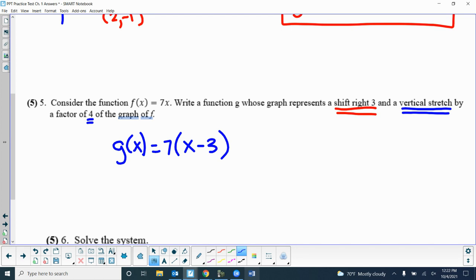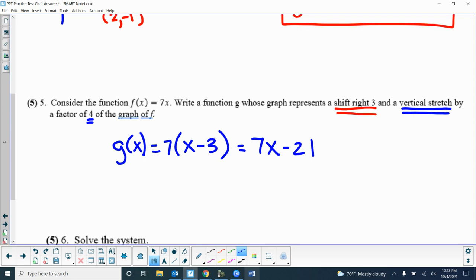Right, if we were doing a horizontal stretch instead of vertical, we wouldn't use 4, what would we do? Well, if it said horizontal stretch instead of vertical, what are we doing with the 4? Reciprocal, right? When it's that horizontal stuff, it's the opposite of what you think. Okay, but this isn't opposite this time. But before I can do this, the vertical stretch, what am I supposed to do with this? To simplify it. Yeah, distribute your 7. Okay, so do that first.